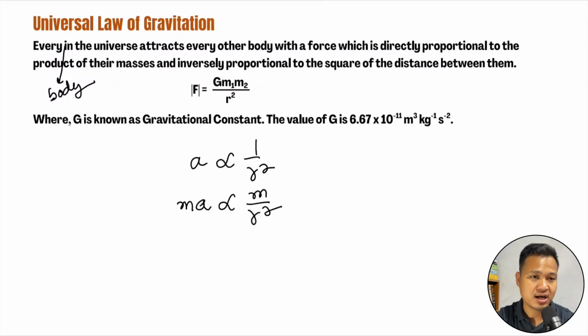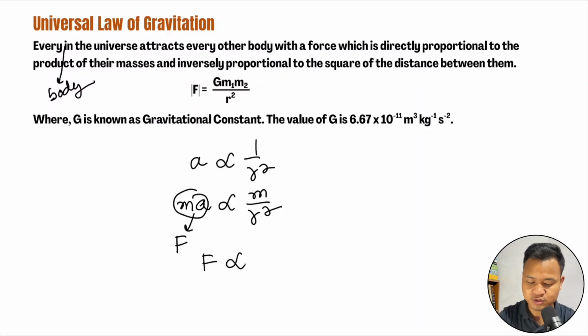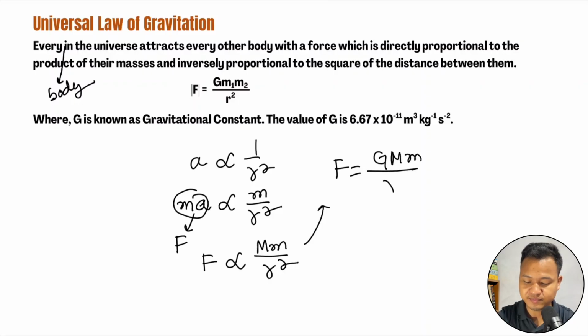Equal and opposite, they attract each other. So therefore this force, the force of gravitation, also depends on the mass of Earth. So mass into m divided by r square. Now to remove this proportionality sign, I have to add one constant. Therefore I have force is equal to G into M m divided by r square.